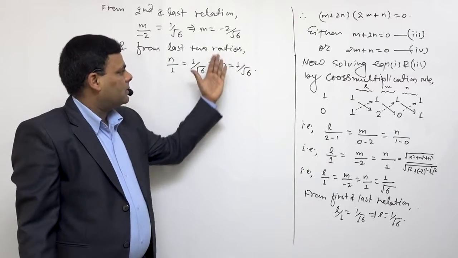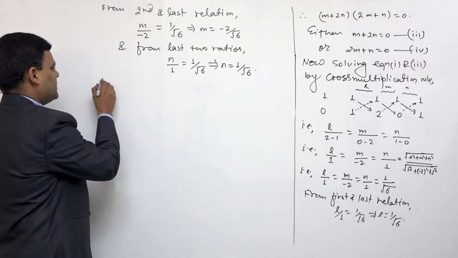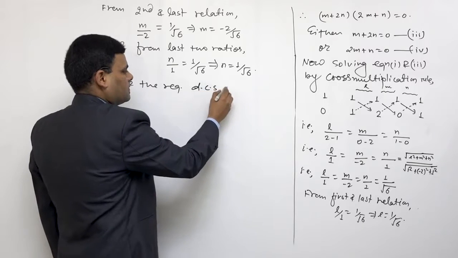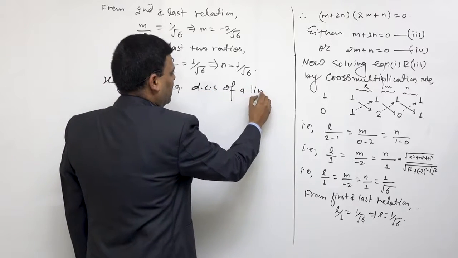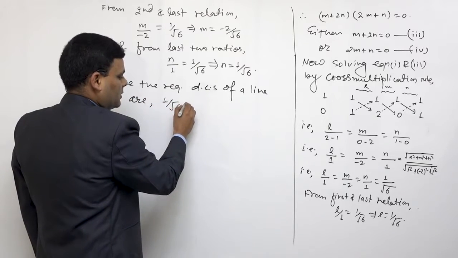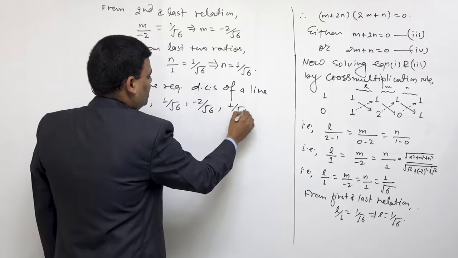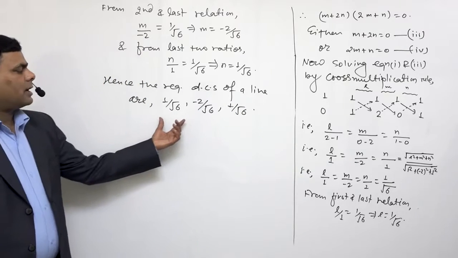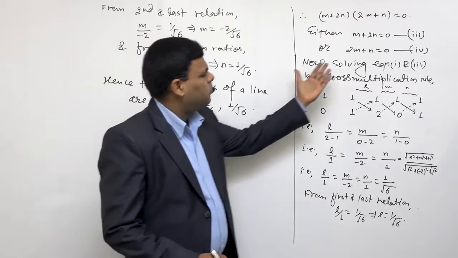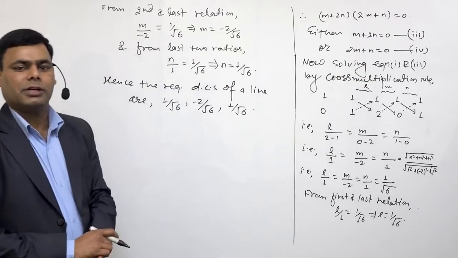In this way, we have obtained the direction cosines of a line, and hence the required direction cosines of a line are 1 by root 6, minus 2 by root 6, 1 by root 6. In this way we obtained the direction cosines of one line. Now similarly solving equation 1 and 4 by cross multiplication rule, we can get another set of direction cosines.